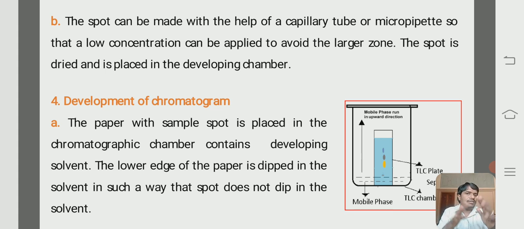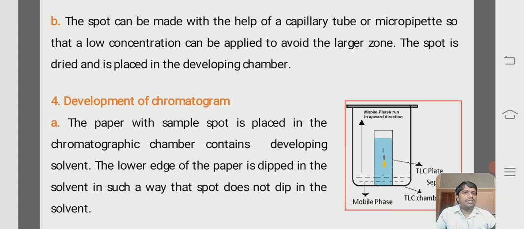It may spread if we use another type of material to spot on the filter paper. The spot is dried and is placed in the developing chamber. This is a developing chamber. Okay. Next step is the development of the chromatogram.